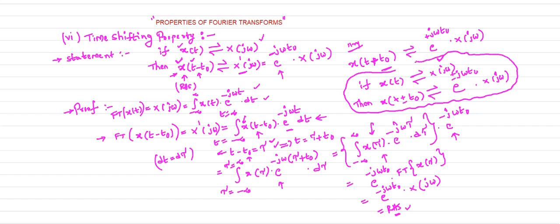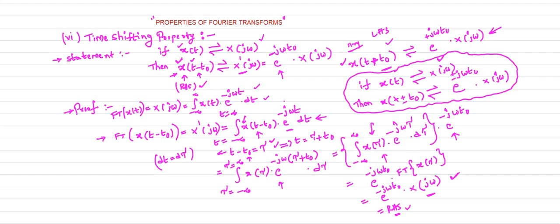Shifting is always of two types. One is the right hand side shifting operation. Another one is the left hand side shifting operation. First I will consider the right hand side shifting operation. For that I find the Fourier transform, so I got this value of the Fourier transform of x of t minus t naught. Using this I can write the Fourier transform for the left hand side shifting operation like this.